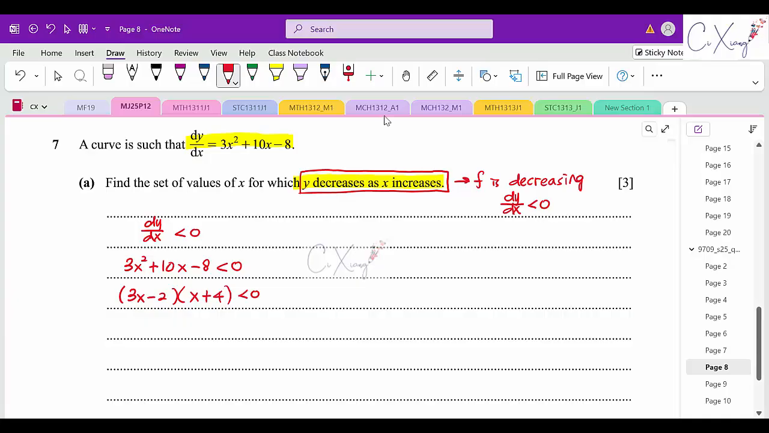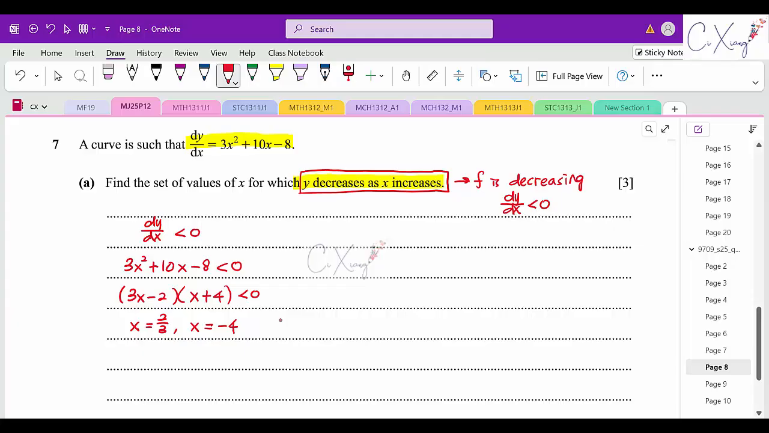And after that, I get the critical value here. I'm having x equals to 2 over 3 and also x equals to negative 4. This is what we call a critical value. And I want to decide what is the value of x when I put in, so that this inequality is a true one. That means I want to have this quadratic expression smaller than 0.